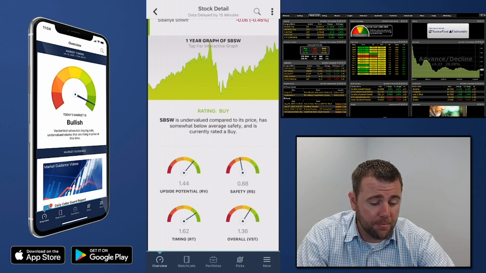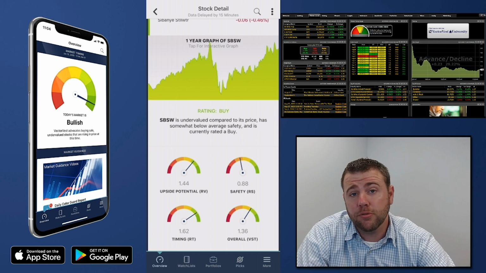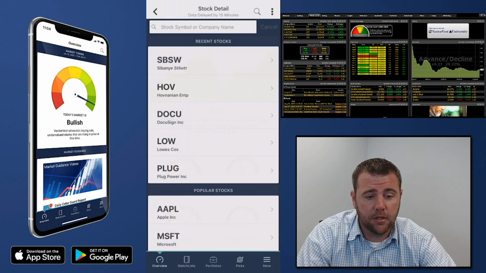SBSW, you have good long-term potential, a little bit more risk associated with it, some strong momentum, so therefore the stock's still favorable.